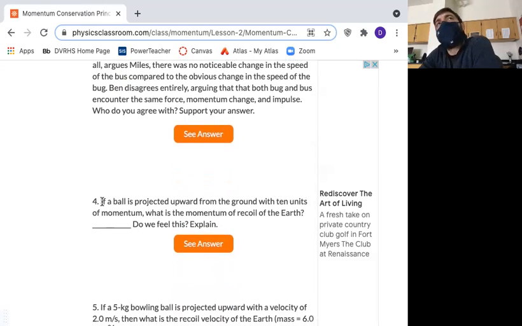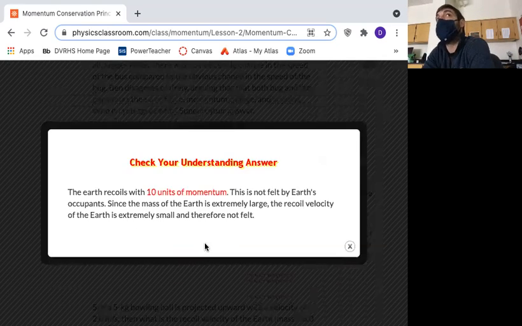Let's try this one. If a ball is projected upward from the ground with 10 units of momentum, what is the momentum recoil of the Earth? Remember the law of conservation of momentum. If the law of conservation of momentum holds true, and the ball and the ground and the Earth are all part of the same system, then the ball goes from rest and gains 10 units of momentum, so the Earth must lose 10 units of momentum downward, recoil. The Earth recoils with 10 units of momentum.